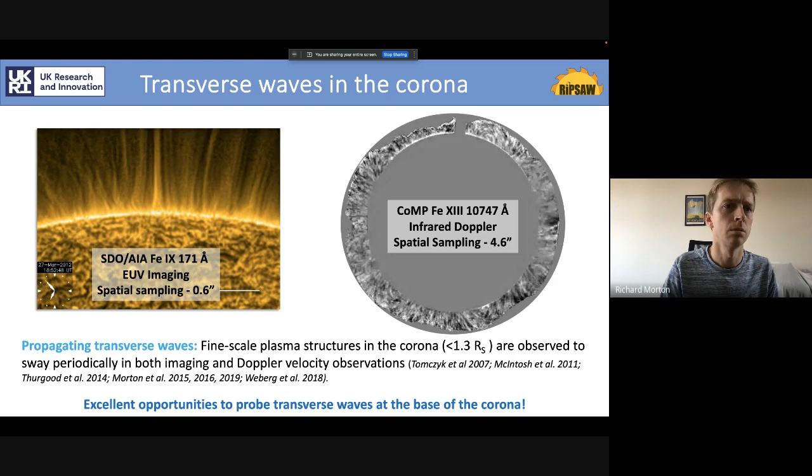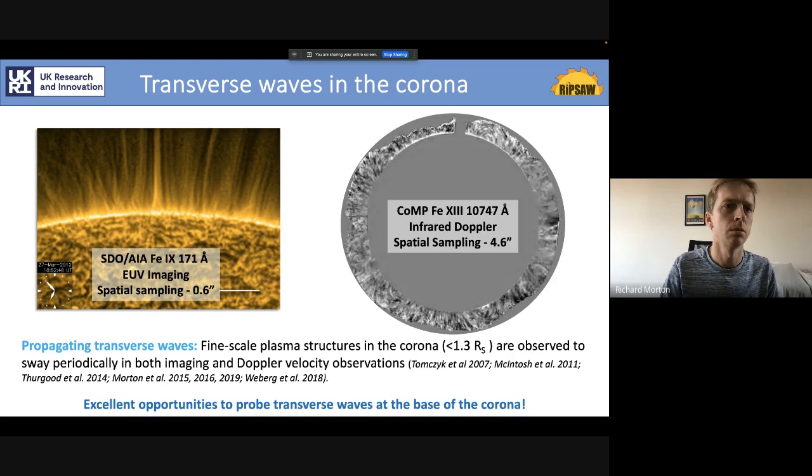I just mentioned that the amplitudes are different for SDO and CoMP. We also have the non-thermal widths from CoMP, which are believed to represent Alfvén waves as well. The non-thermal widths are slightly larger in CoMP than the velocity amplitudes we get from SDO. So there's a bit of a mismatch between these three measures of the waves. The Doppler shifts from CoMP are small, you've got SDO amplitudes in the middle, and you've got the non-thermal widths, which are slightly larger.